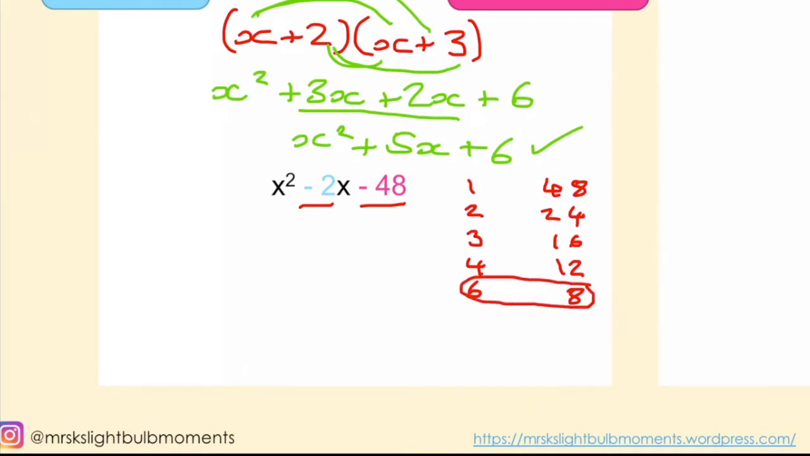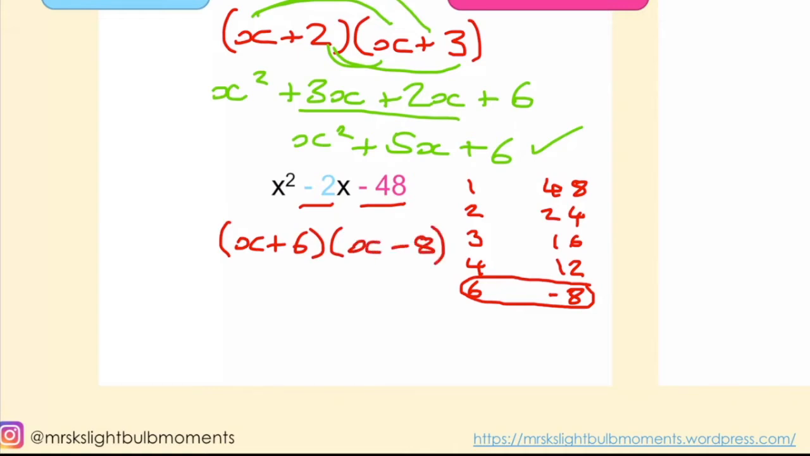Now which one of those will have to be negative for me to get a sum of minus 2? Can you see it's got to be the 8? It's going to have to be a minus 8. Because if I've got minus 8 and then I add 6, I'm still on minus 2. Whereas if I had minus 6 and added 8, it would pop into the positives, plus 2. So we put that into our brackets as x plus 6 and x minus 8.